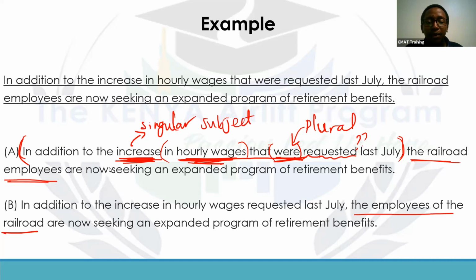So correctly identifying that subject would help you eliminate these answers straight away, instead of going to the railroad employees and diction and conciseness and all that. So straight away, we see that A is wrong. And now if we look at B, they have corrected this part by actually removing it. "In addition to the increase in hourly wages requested last July, the employees of the railroad are now seeking an expanded program of retirement benefits."